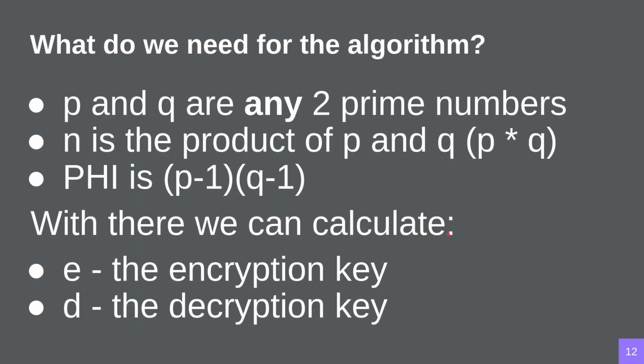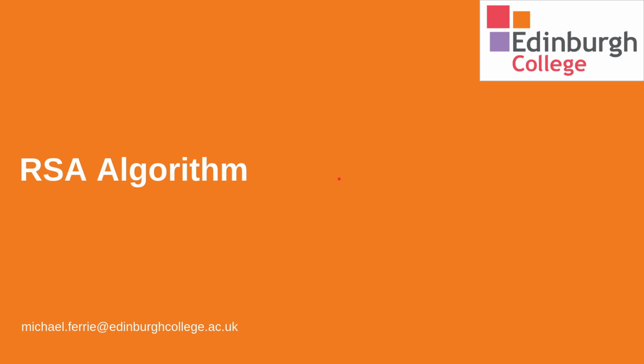So what do we need for this algorithm then? We need any 2 prime numbers, p and q. N is going to be the product of those two. For Phi, we're going to use the totient function, p minus 1 times q minus 1. And then we can use those to calculate E and D, the encryption key and the decryption key. Sometimes it's called the encryption index or the decryption index. Let's run through a simple example.